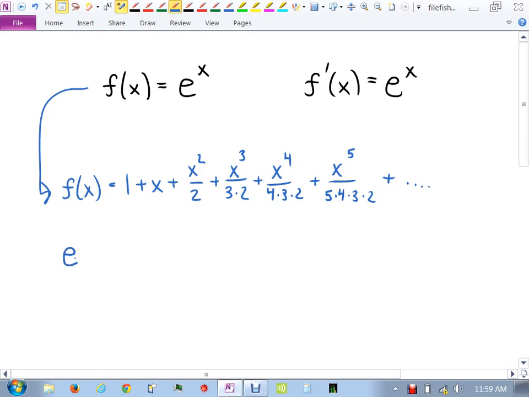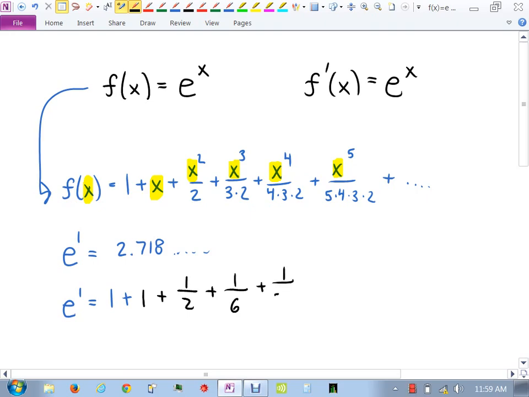If I ask you right now to get on your calculator and do e to the first power, what is your calculator going to tell you? 2.718, and so on, right? Well, all your calculator is doing when it does e to the first power is 1 plus, and it's replacing the x here with 1. Okay? That's all it's doing. So it's going here and it's doing 1 plus 1 squared is 1 over 2 plus 1 cubed is 1 over 6 plus 1 over 24, right?